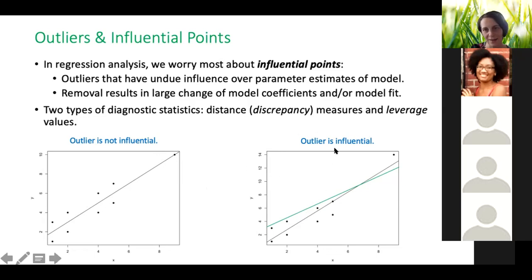Here, on the other hand, on the right-hand side, we see a little bit of a different location. Here's this outlier, and the black line is the one that results if the outlier is included in estimating the regression model. The green line is the one that results if the outlier is excluded.